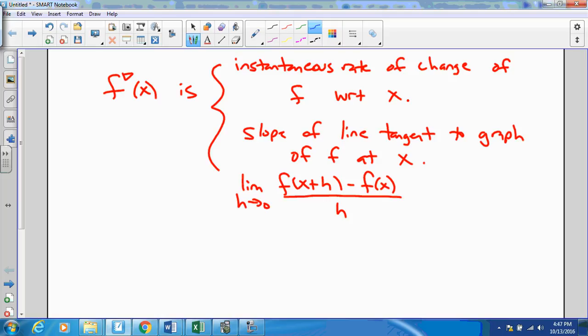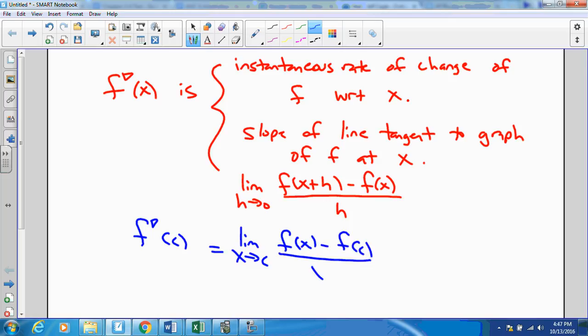Today in class, we introduced an alternate form of computing the derivative. If I compute the derivative at point c, then I can write that as the limit as x goes to c of f of x minus f of c all over x minus c. So if you're thinking in terms of definitions and theorems, these are the definitions that you really want to know.